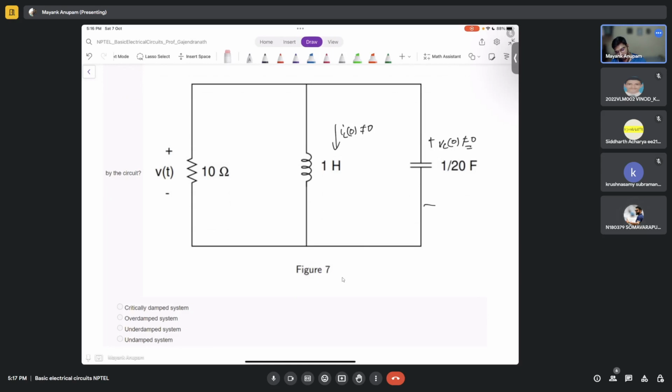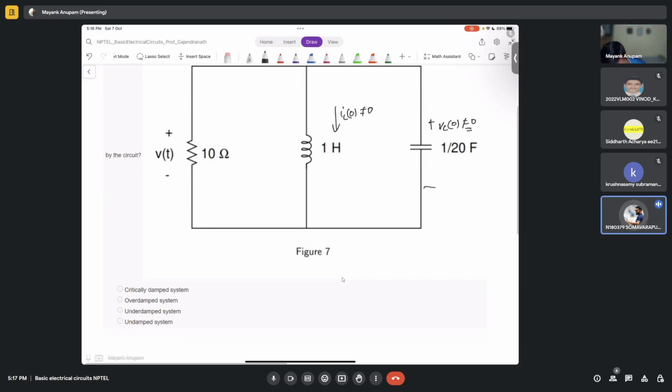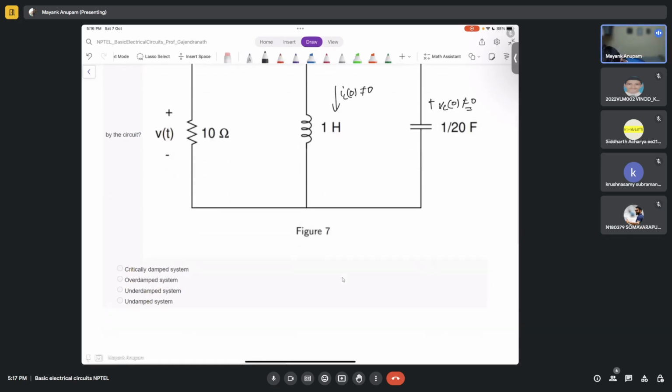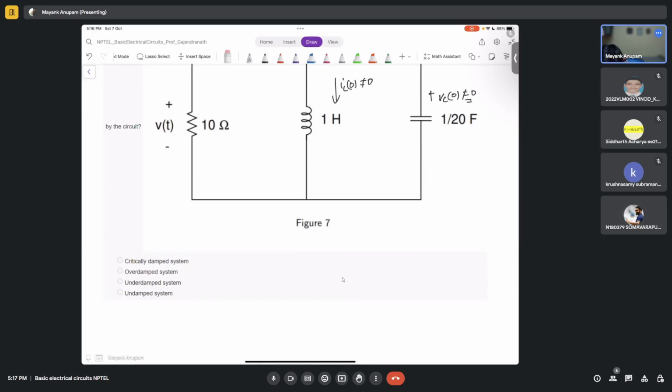No, sir. It depends on the elements in the circuit. Yes, correct. It only depends upon the elements which make up the circuit. So tell me, how will you verify whether this is critically damped, underdamped or overdamped? You will simply do that by finding zeta.